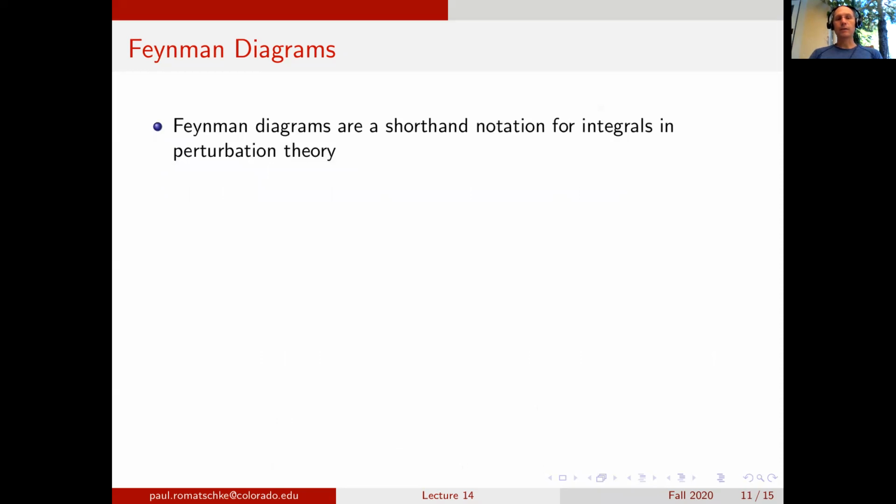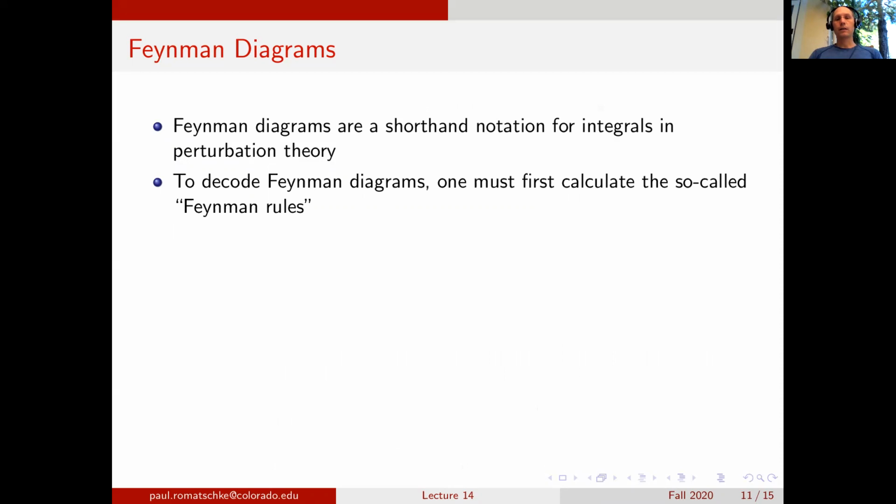Basically, Feynman diagrams are nothing else but a shorthand notation for integrals that occur in perturbation theory. You don't have to use them. They basically represent exactly the same amount of information. If you want to use them, you have to start by figuring out what the so-called Feynman rules are, what different elements of a diagram correspond to in usual integral notation.